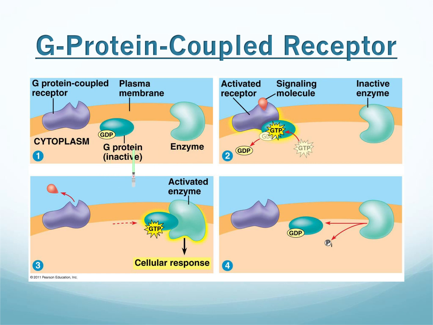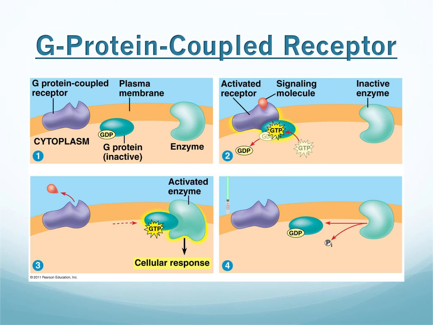And then you have this G protein inactive. This is going to be the relay molecule. So what happens is you get the signaling molecule, or the ligand, in the receptor. It changes the receptor shape and activates it. That then activates the G protein by turning it from GDP to GTP. Think of it like it almost electrifies it.